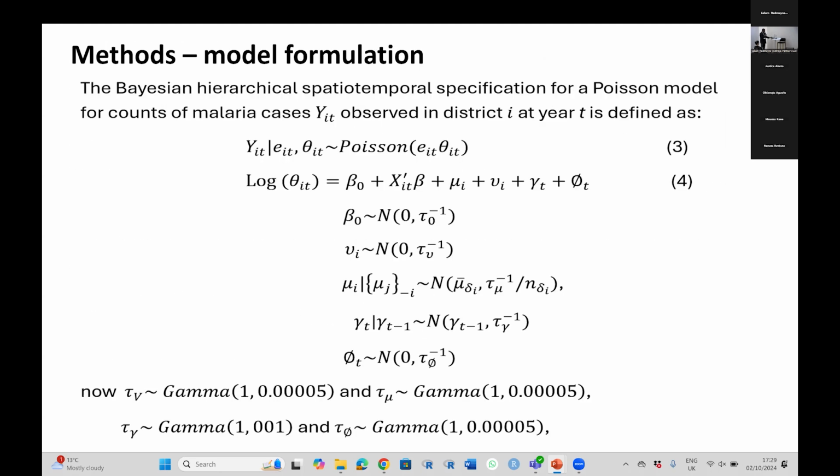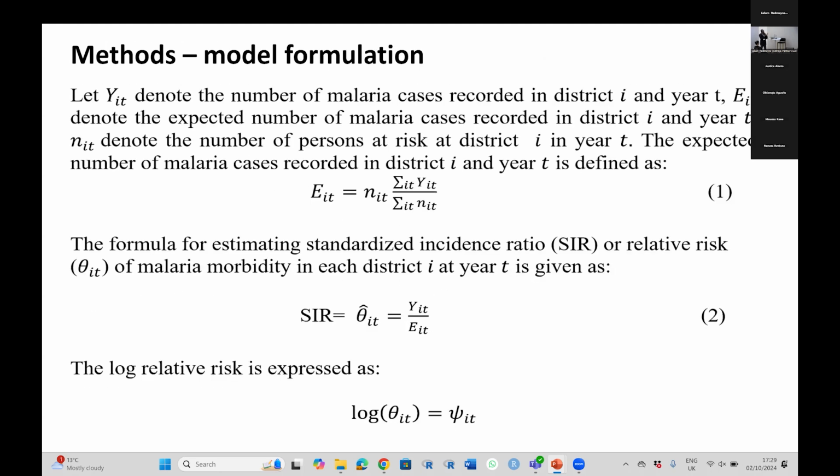Okay. So here, those who are not too mathematically inclined, don't worry too much. I will try to explain this in simple terms. Take Y_it to be the number of children who tested positive for malaria in district i at time period t, or in year t. So that is the total number of positive individuals per district in that particular year. If it's 2016, then that will be 2016. If it's 2020, it's 2020.